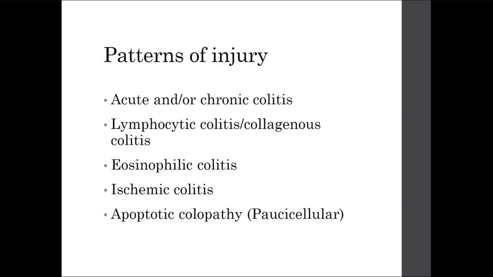So as you know, there are common patterns of injury that present in the colon. We take this approach basically because the colon will respond in a certain number of ways to injuries. So multiple things can show up in a colonic biopsy similarly. Those patterns, and I would say these are the most common things that we see, are acute and or chronic colitis, lymphocytic and collagenous colitis, eosinophilic colitis, ischemic colitis, and apoptotic colopathy. Some people will prefer to use the term paucicellular colitis for the last one.